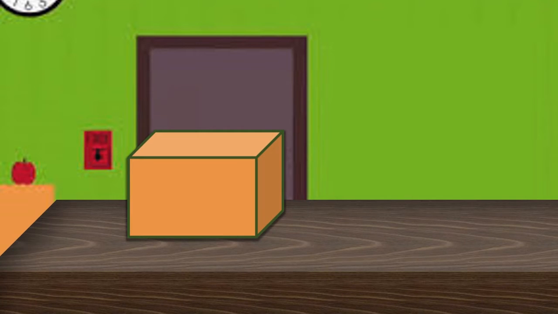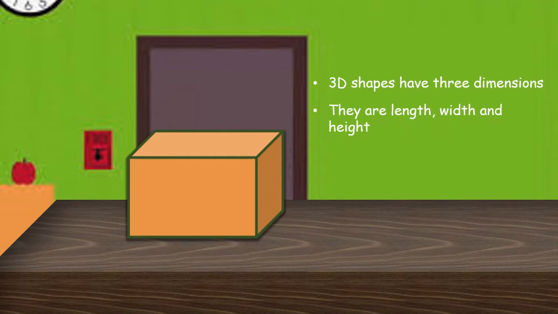Dimensions of 3D shapes. You can also describe 3D shapes as three-dimensional. This means 3D shapes have 3 dimensions. The dimensions include length, width, and height. The length is the measurement along the longest side of an object or shape. The width is the distance across the object from one end to the other, whilst the height is the distance from the top to the bottom of the object.